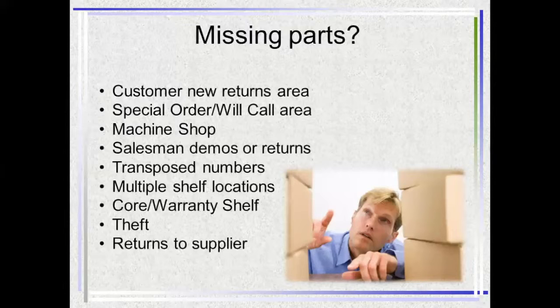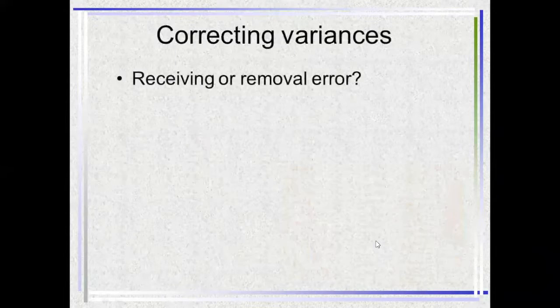The part is on the core or warranty shelf and was returned as a new part. The part was stolen. The part was sent back to the supplier and no return PO was done to remove the part from your inventory. We have to correct the variances so the PartsWatch system matches the actual shelf count in your store.